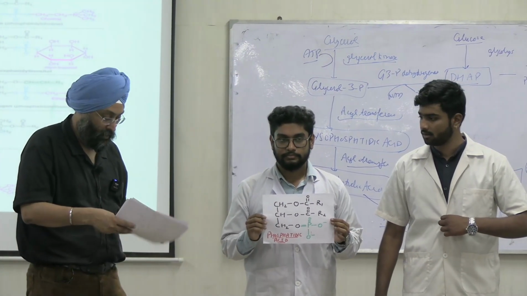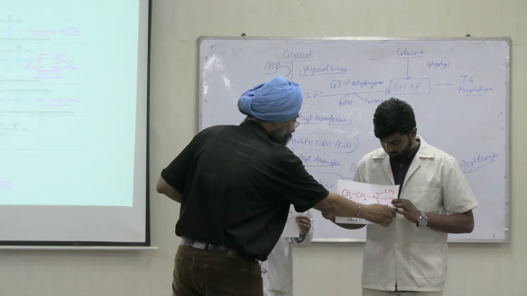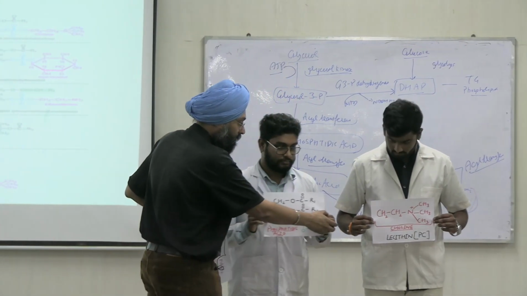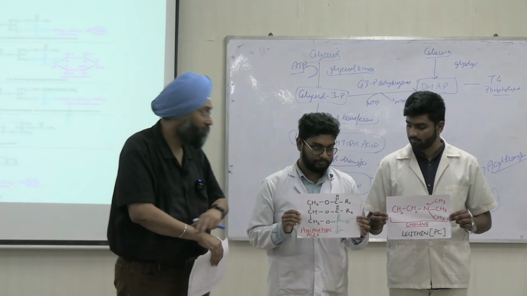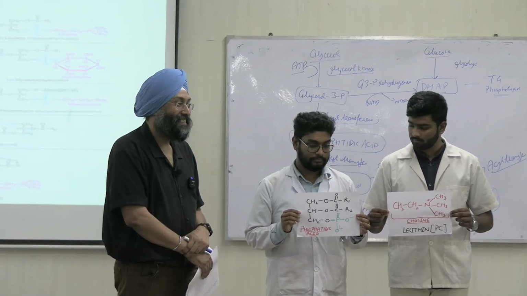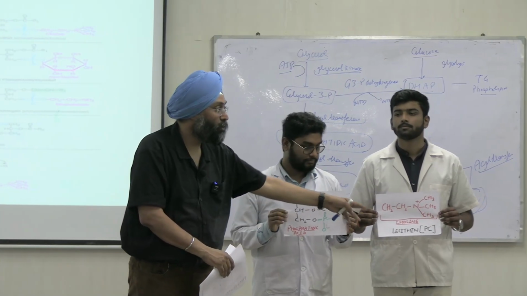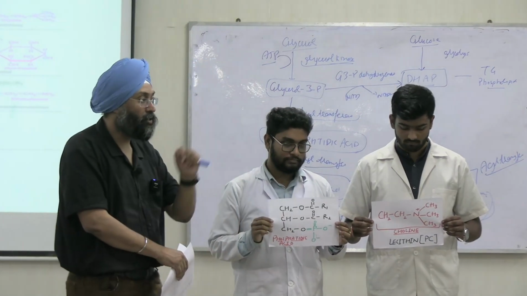So this is the parent molecule for phospholipids, that is phosphatidic acid, right? When we attach choline with it, phosphatidic acid plus choline, it becomes phosphatidyl choline, the first phospholipid is formed, right?